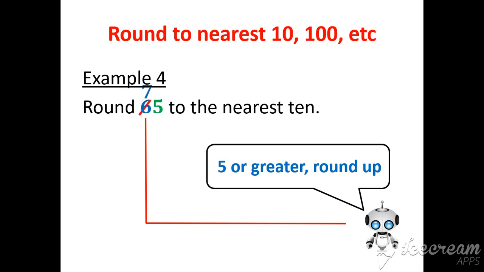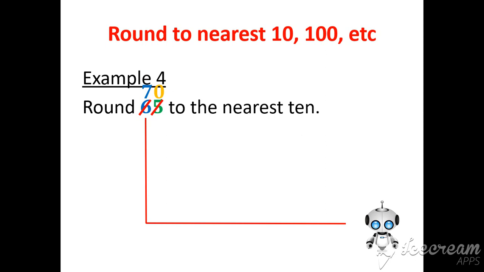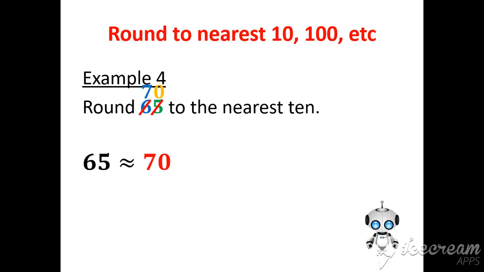So this 6 is going to get rounded up to a 7. And the 5 will become a 0. So we've basically taken 65 and rounded it up to 70. Now in this example, you can see 65 is exactly halfway between 60 and 70. But if it's exactly halfway, it always gets rounded up.